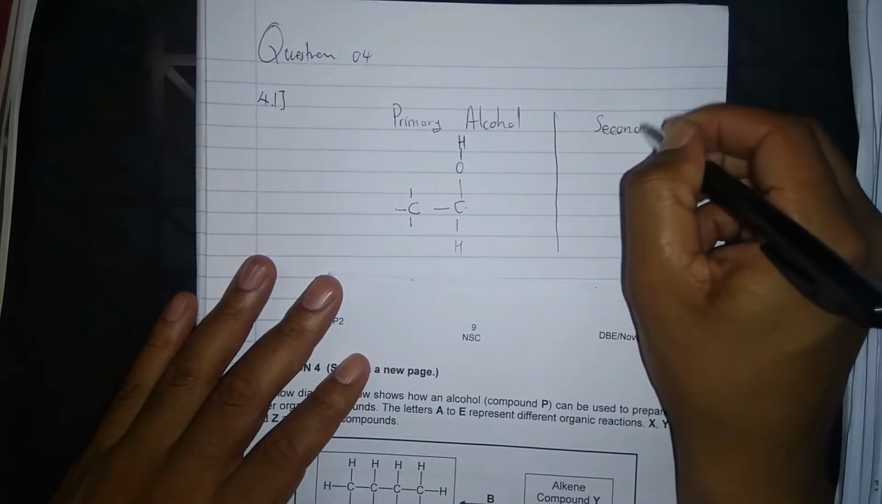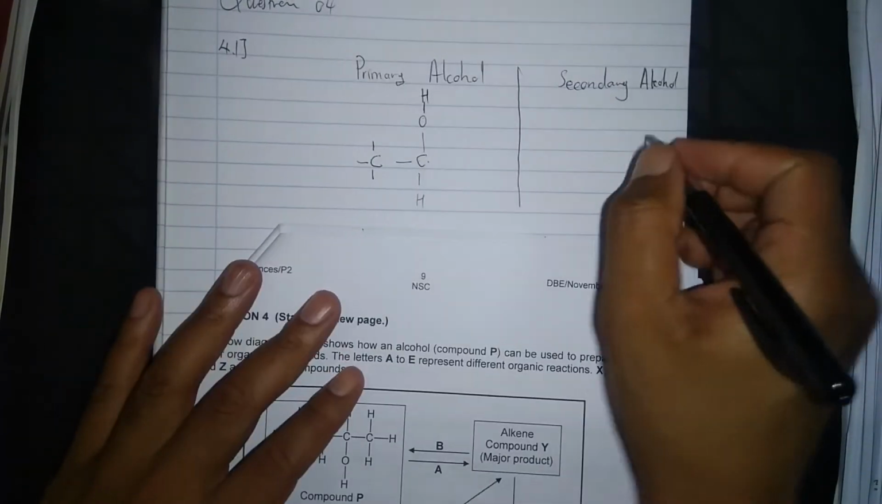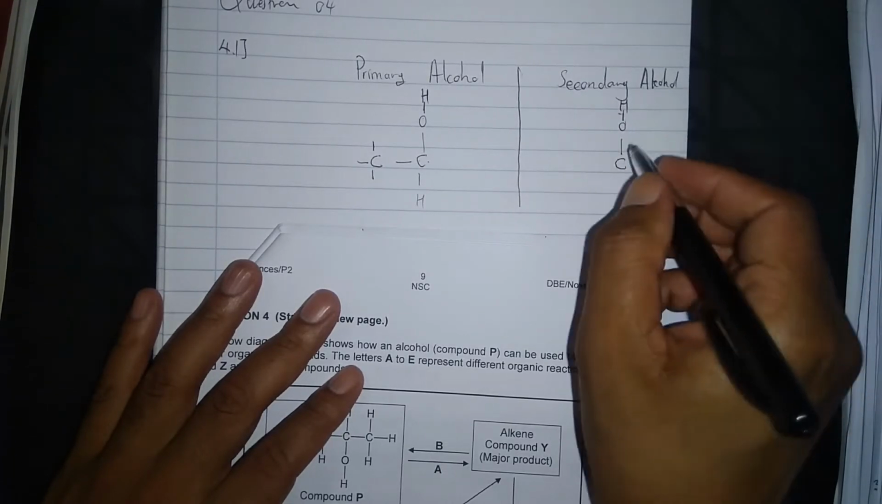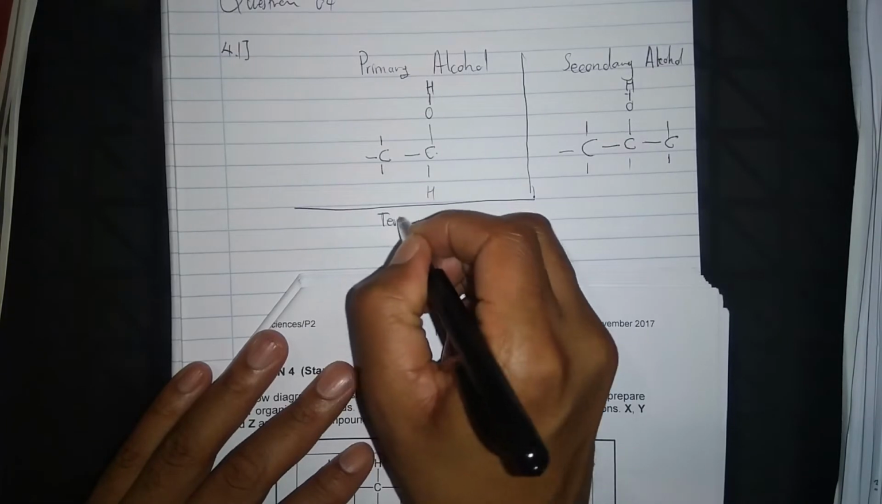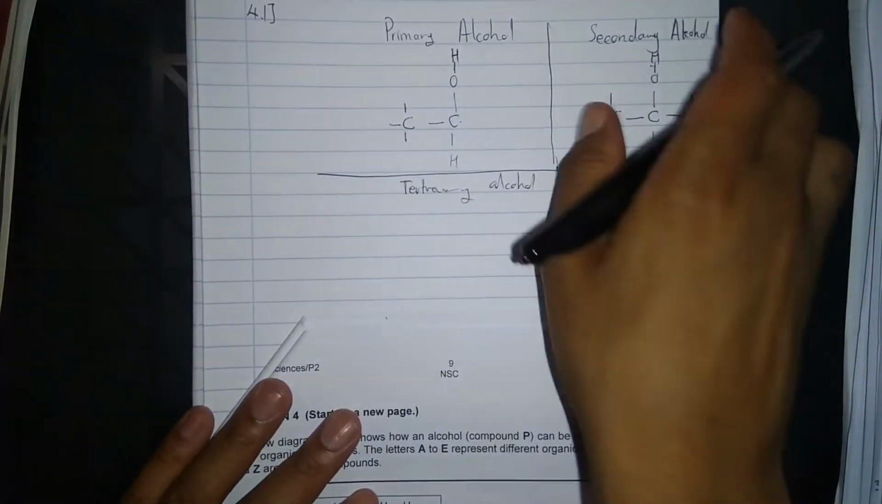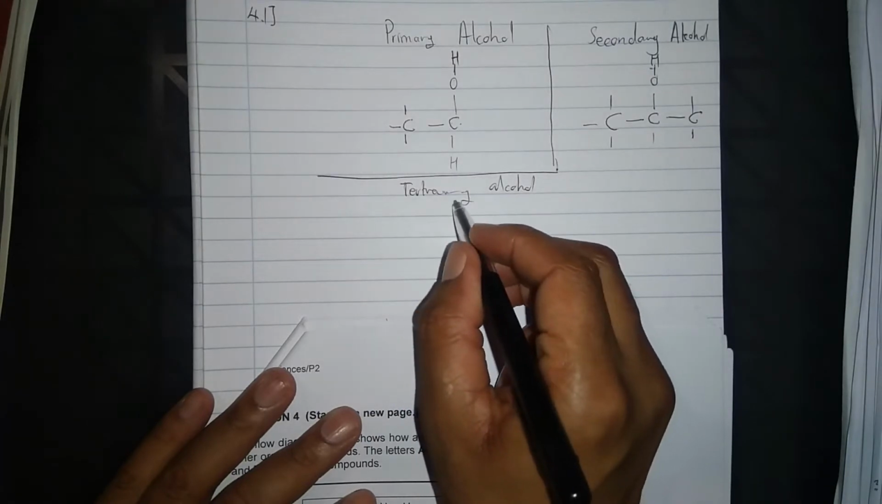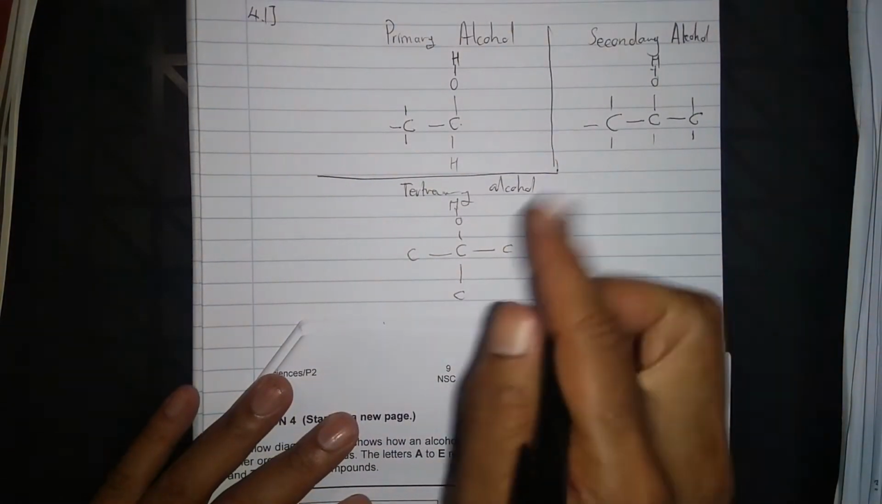A secondary alcohol: again, the carbon bonded to the OH, the hydroxyl group, must be bonded to 2 carbon atoms. Now for the tertiary alcohol, the carbon atom bonded to the hydroxyl group must be bonded to 3 carbon atoms.